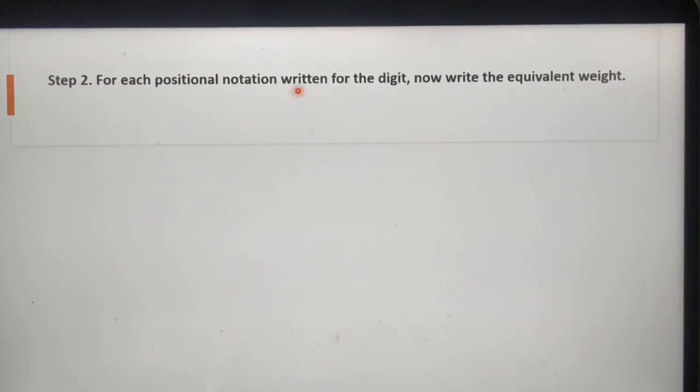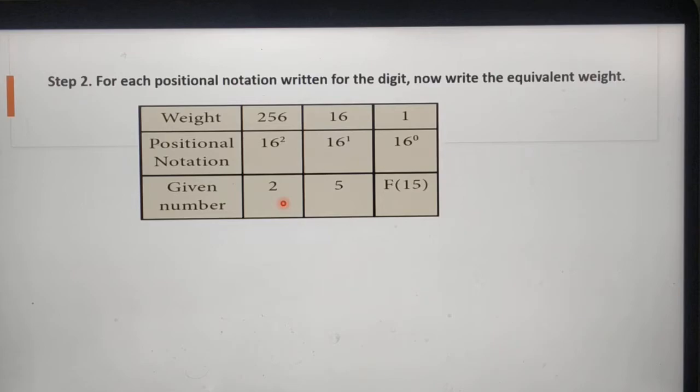Next, step 2. After writing the positional notation, we have to write the equivalent weight for each hexadecimal digit. For each positional notation written for the digit, now write the equivalent weight. Here is the equivalent weight for each hexadecimal digit. The equivalent weight for the digit 2 is 16 to the power 2, 16 into 16, which is equal to 256. Then 5. Its equivalent weight is 16 to the power 1, which is equal to 16. Then 15. Its equivalent weight is 16 to the power 0. We know any number to the power 0 is equal to 1.